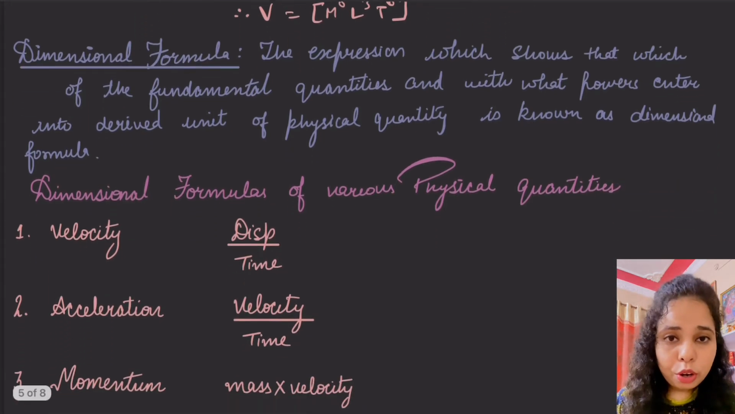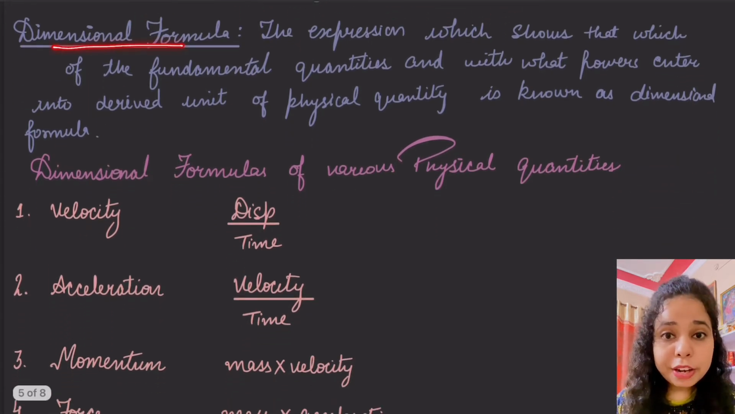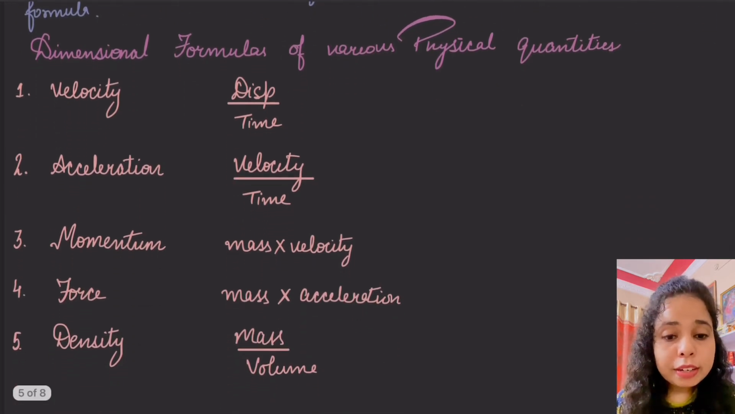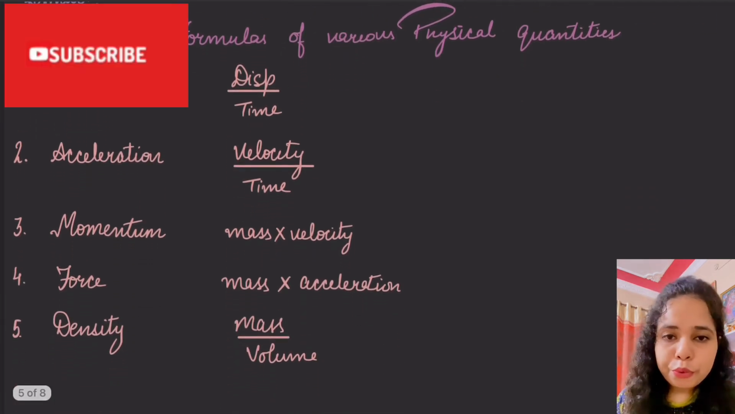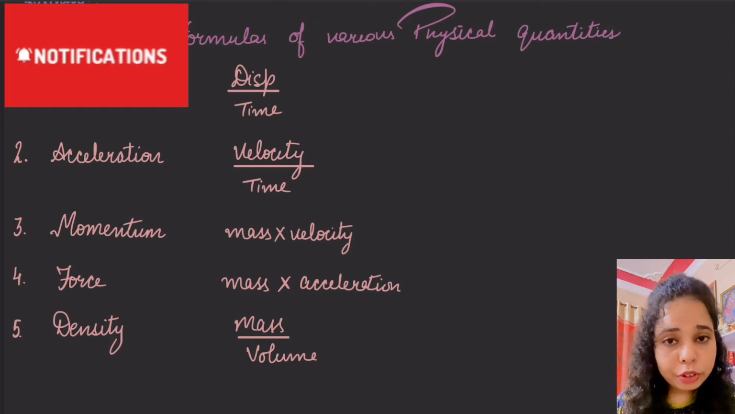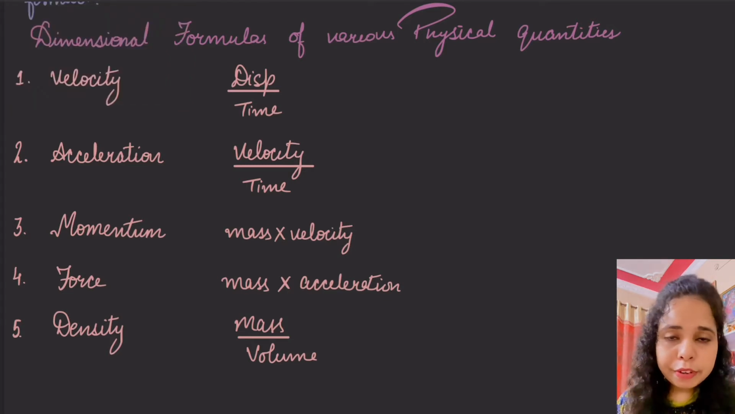Now the dimensional formula: the expression which shows which of the fundamental quantities, and with what powers, enter into the derived unit of a physical quantity is known as the dimensional formula. So when we express a physical quantity in the form of fundamental quantities raised to some power, we get the dimensional formula for that physical quantity. Let us understand this concept with the help of a few examples. It is very important to determine the dimensions of different physical quantities.